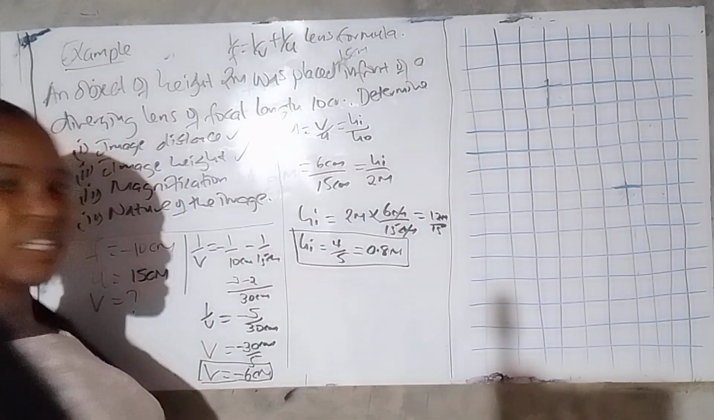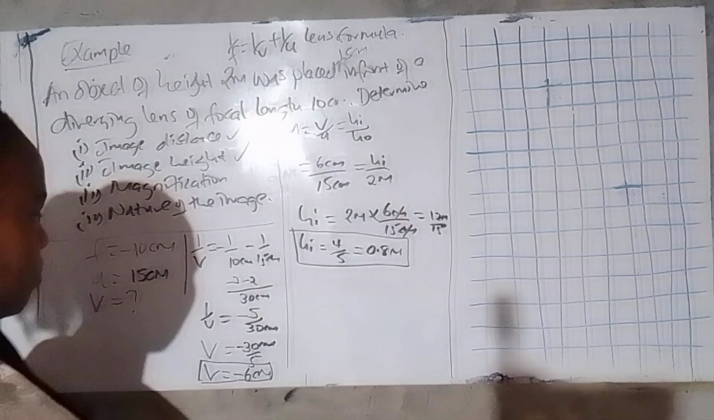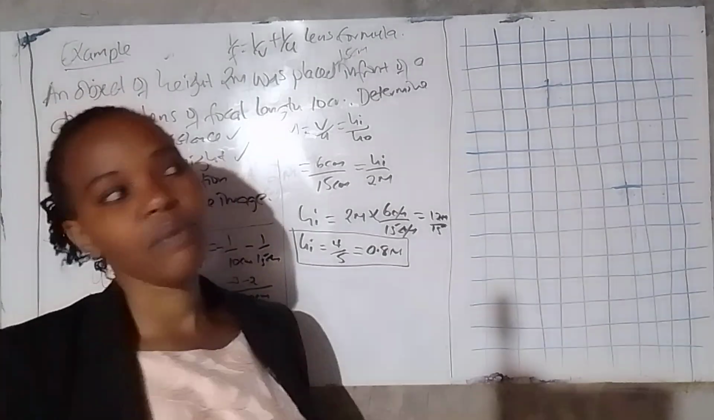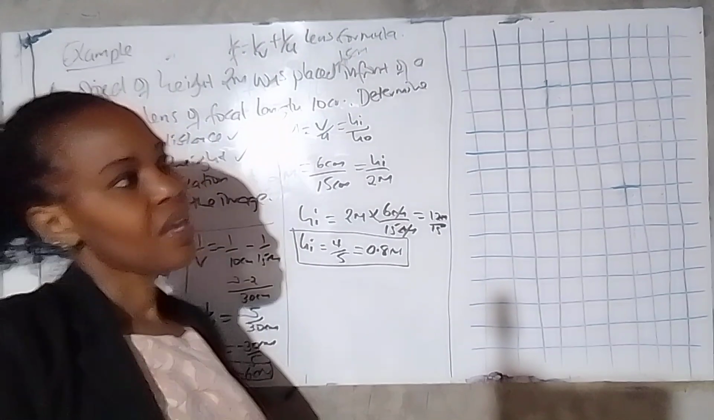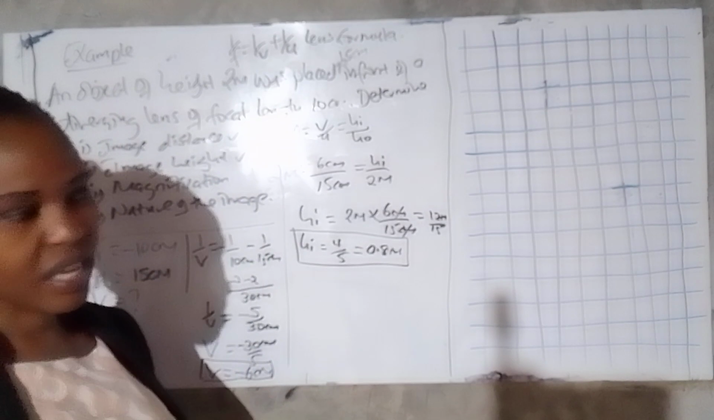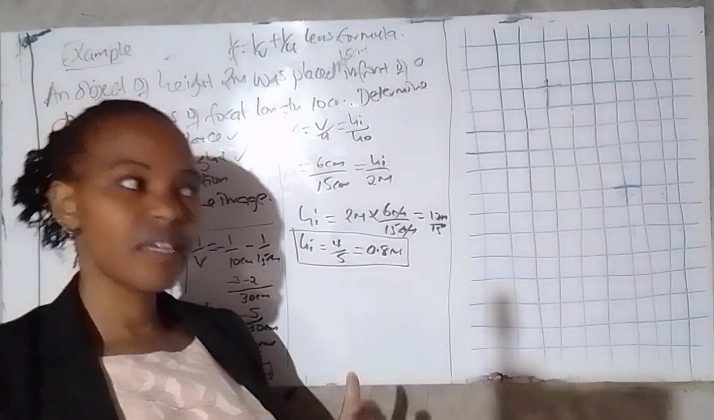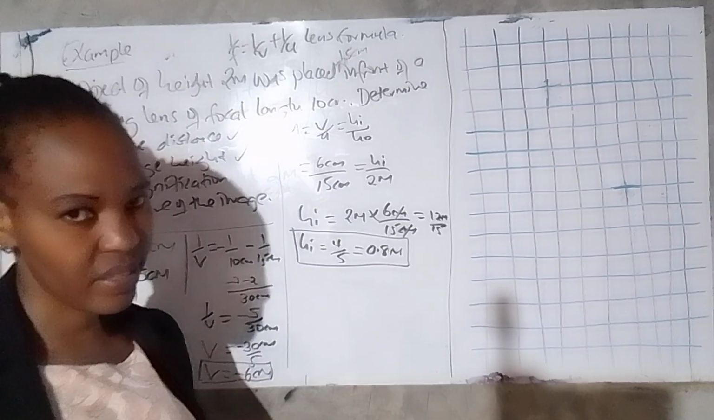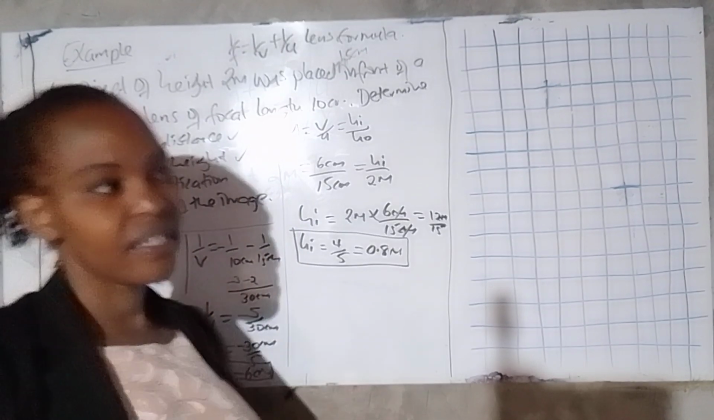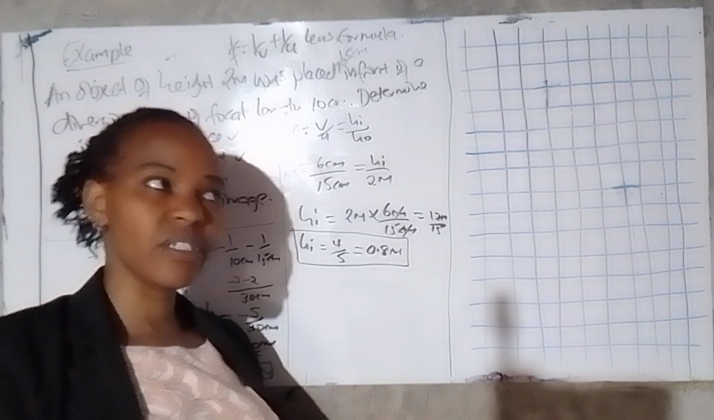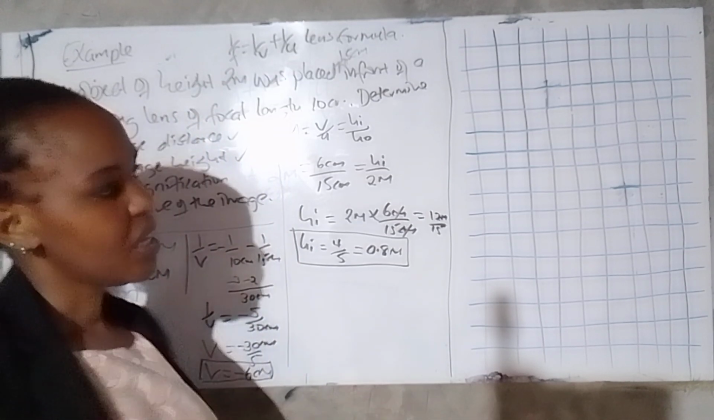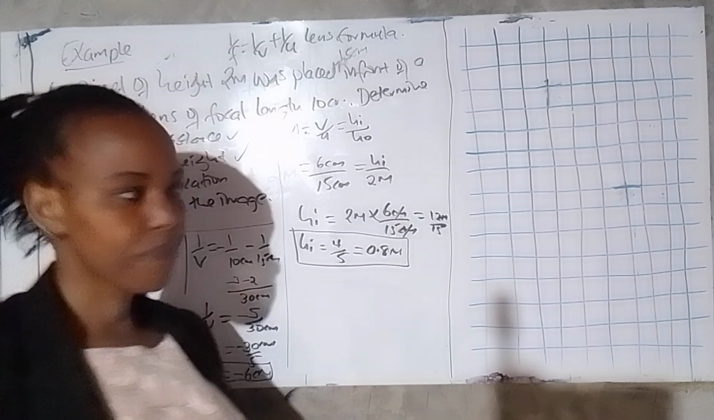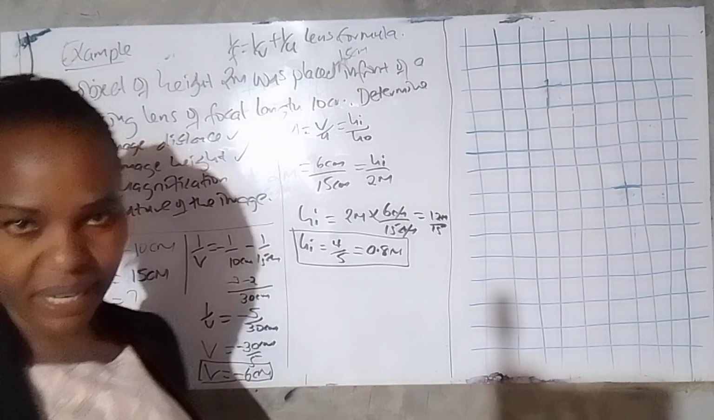Of course, we expect the image height to be smaller than the object height because we are using a diverging lens. We said when you're using a diverging lens, all the images have the same characteristics regardless of the object position on the principal axis. And one of the characteristics is that the image is going to be virtual. And because it's virtual, that's why it is forming on the same side as the object. Being virtual means it is also upright.